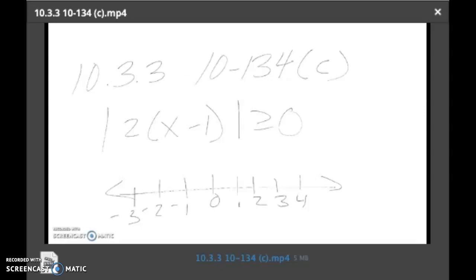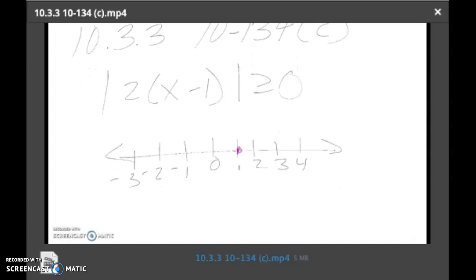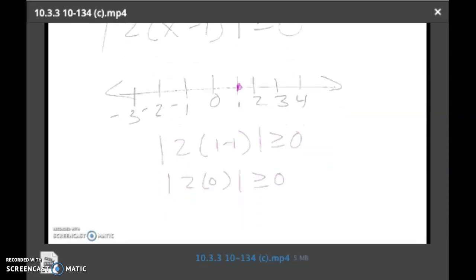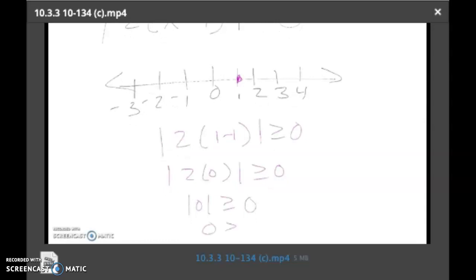So I'm going to pick the number 1. Okay, so if I put 1 in for x and I solve, I get the absolute value of 2 times 0 greater than or equal to 0. So the value of 0. Well, the absolute value of 0 is 0, so I get that 0 is greater than or equal to 0, so that's true. So I know the point 1 works.